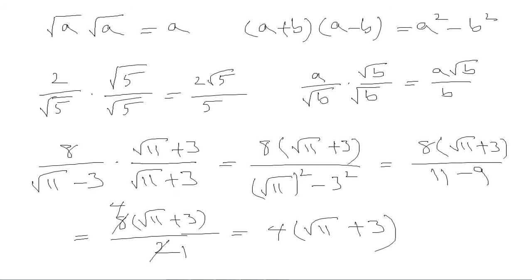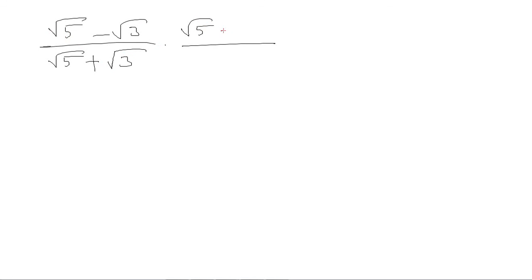Okay, let's take a look at another example where you have a plus b in the denominator. Radical 5 minus radical 3 over radical 5 plus radical 3. Here you have the form a plus b in the denominator, so you multiply both numerator and denominator by the conjugate of the denominator, which is radical 5 minus radical 3, which gives you radical 5 to the power of 2, which is 5, minus radical 3 to the power of 2, which is 3. As you can see, you have rationalized the denominator.